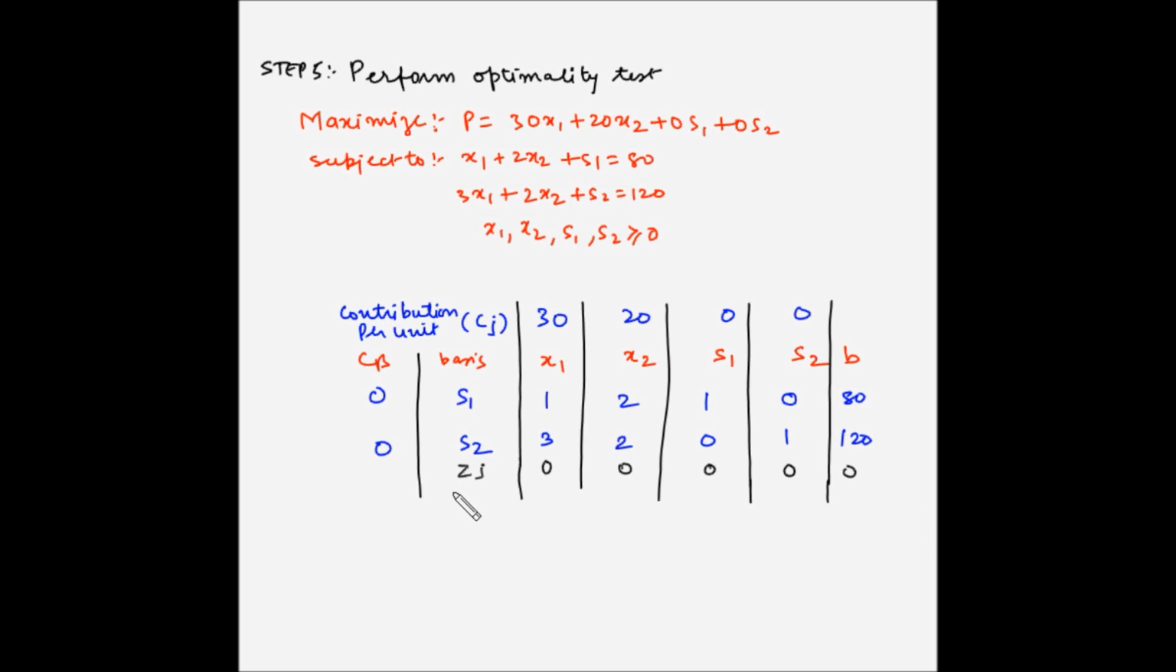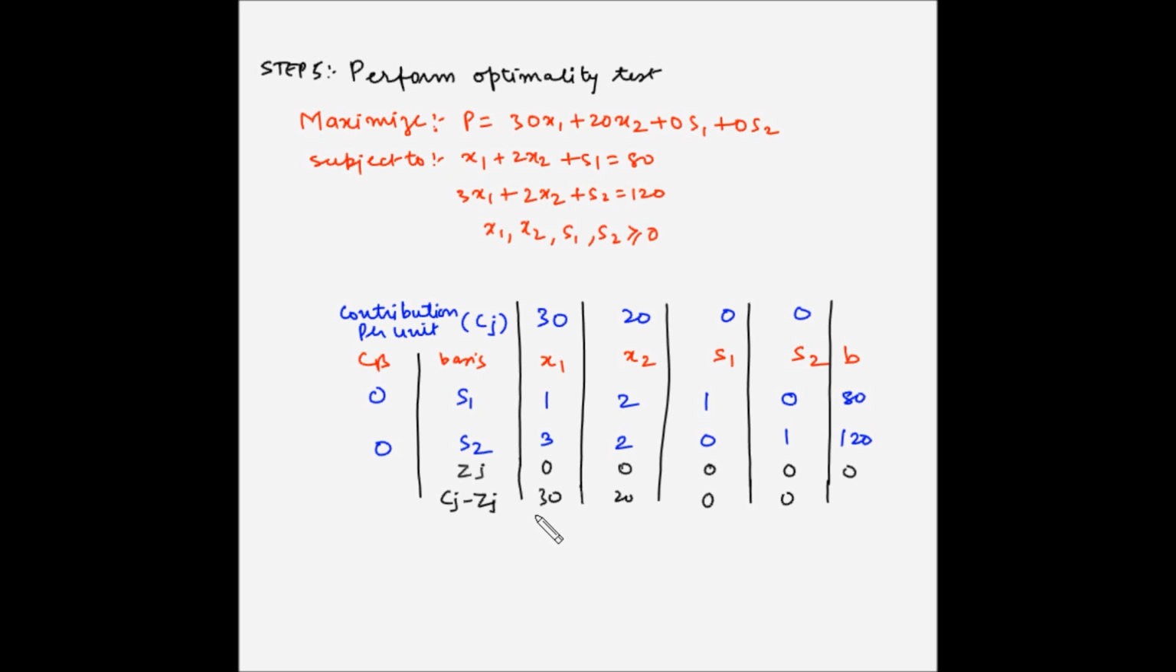Next we have to add another row, which is Cj minus Zj. This row is obtained by subtracting column wise the Zj values from the Cj values. And the values of this row will represent the net profit for each unit of the column variable introduced into the product mix. So basically Cj is representing the profit if one unit is introduced in this solution, and Zj is representing the loss. So Cj minus Zj represents the net profit. So 30 minus 0 is 30, 20 minus 0 is 20, 0 minus 0 is 0, 0 minus 0 is 0.